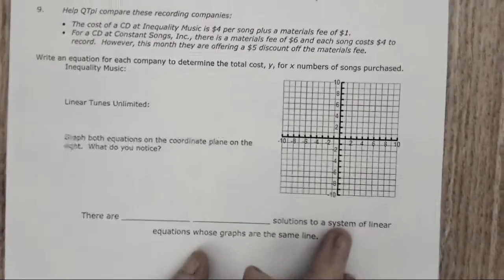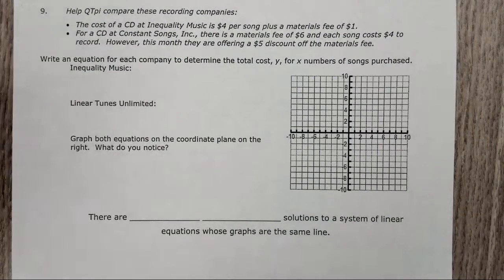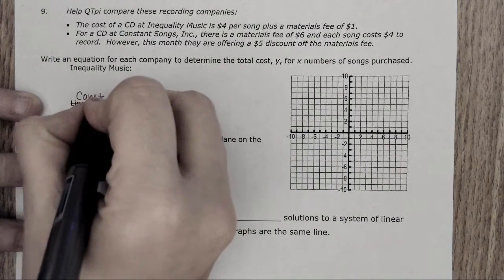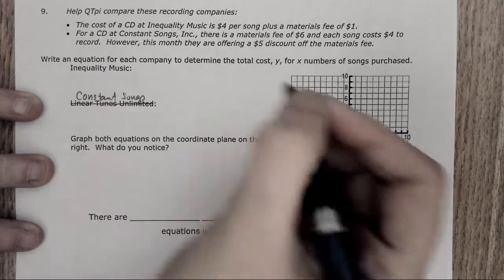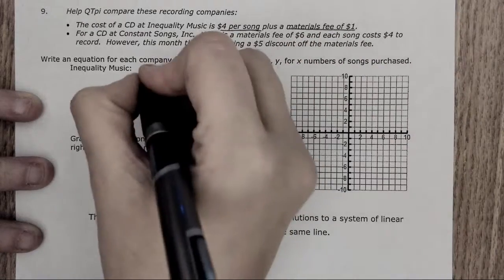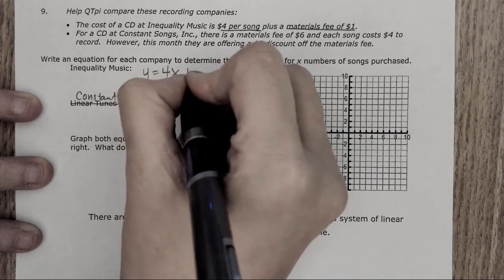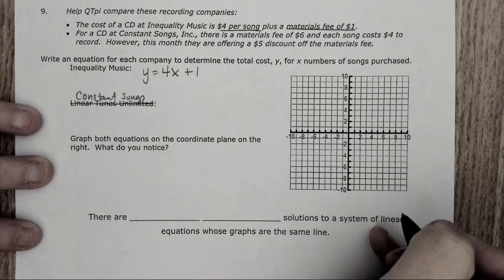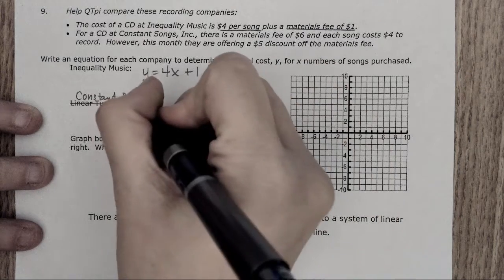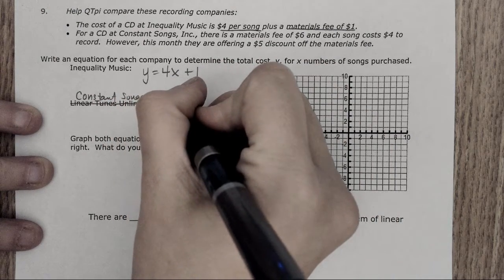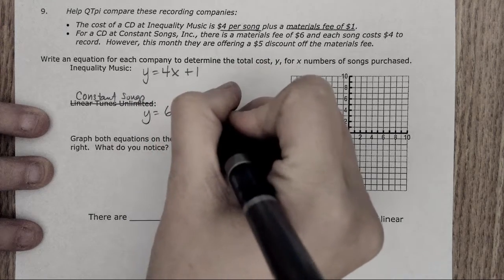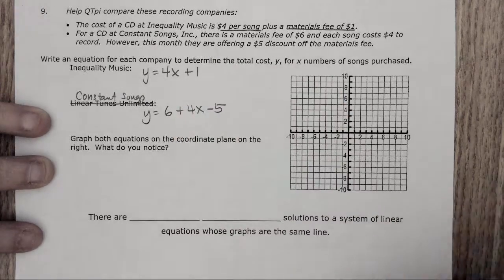Okay, now let's look at this last situation. For the last situation, Cutie Pie is comparing Inequality Music and Constant Songs. Oops, that should say Constant Songs, which I think sounds kind of nice. Inequality Music is $4 per song plus a materials fee of $1. So that's y equals $4 per song plus a materials fee of $1. Now, for a CD at Constant Songs, there's a materials fee of $6 and it costs $4 per song to record, but they're offering a $5 discount.